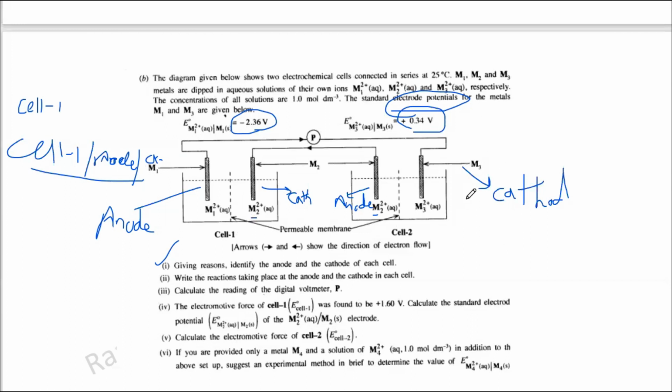So similarly, you can write down the oxidation and reduction for cell 2 as well. Okay, so don't forget they have asked for each cell. So you have to write down both cell 1 and cell 2. Then calculate the reading of the digital voltmeter. So automatically you need to understand. I will stop sharing here because I want to use the board now.